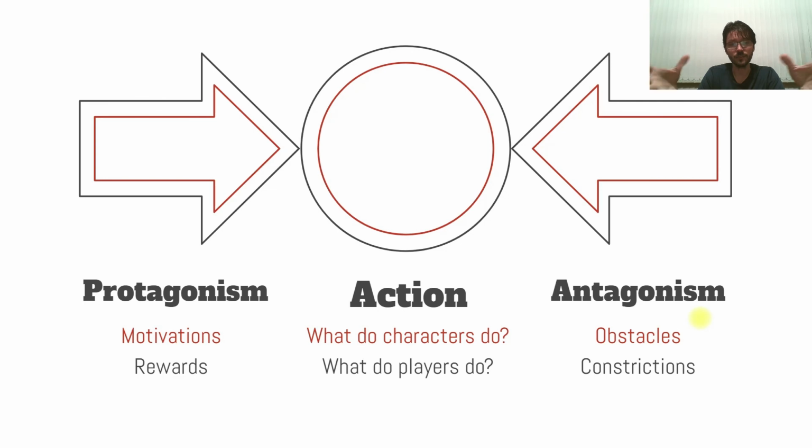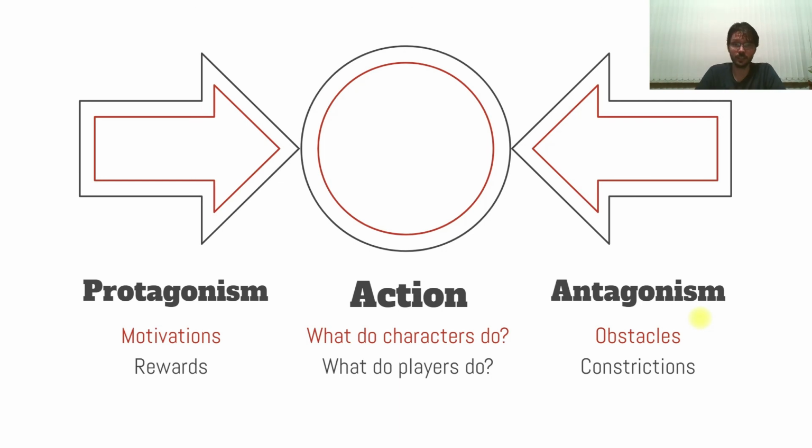And here's the complete model. Here's the action in the middle, the most important thing, where the game happens, and protagonism, antagonism, pressuring this circle in the middle. That's why it's called the pressure model. Although it looks static, it's actually moving back and forth all the time during the game.